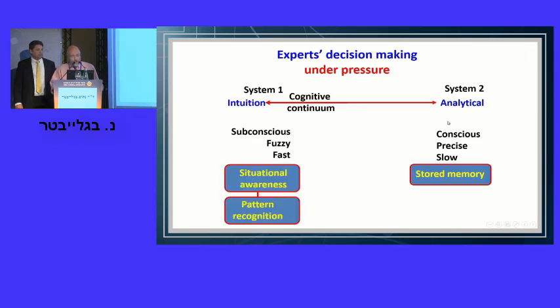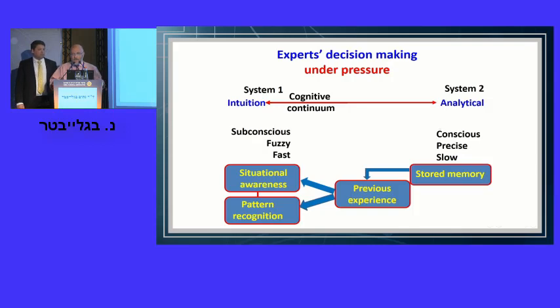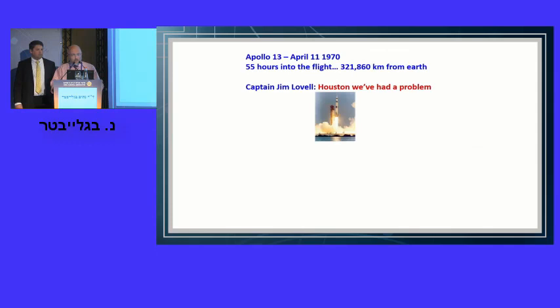He has situational awareness, he has his cues in the situation, and pattern recognition, but pattern recognition is something which is stored in his memory in system 2, and actually he uses simultaneously system 2 and system 1.